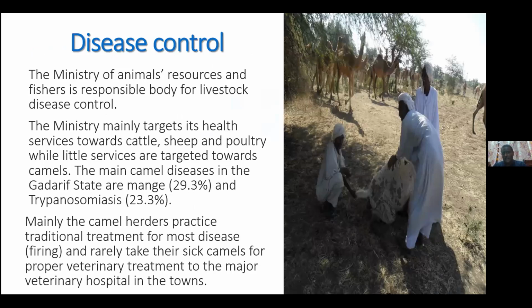Disease control: in the Ministry of Animal Resources, they target the health service toward cattle, sheep, and also poultry, while little service is targeted toward the camel. Camel disease is relevant in Gadaref state, with mange about 29.3% and trypanosomiasis about 23.3%. Mainly the camel herders practice traditional treatment for most diseases, such as firing, and rarely bring the camel for proper veterinary treatment to the major veterinary hospital in the town.